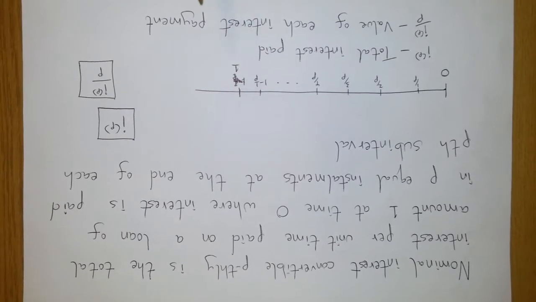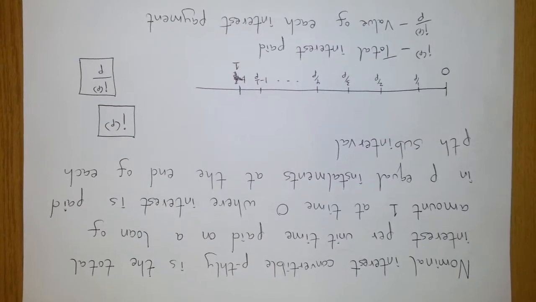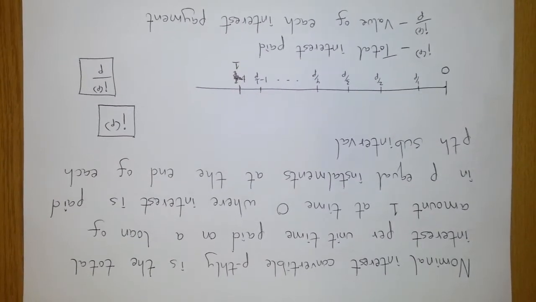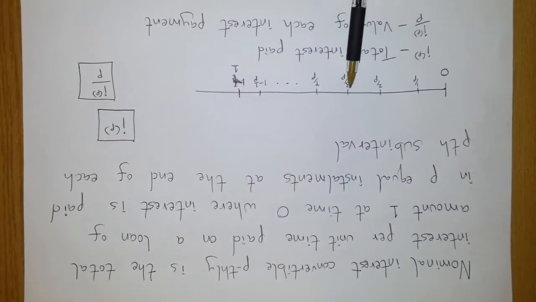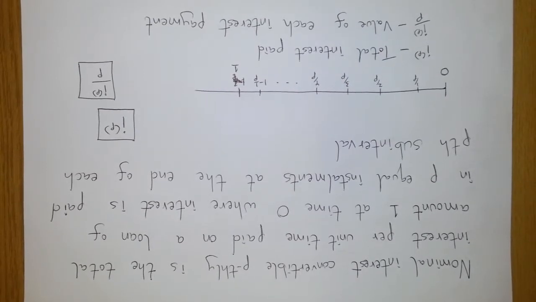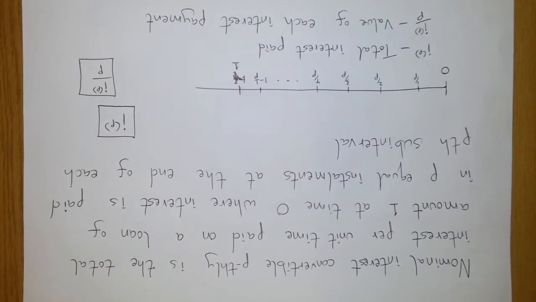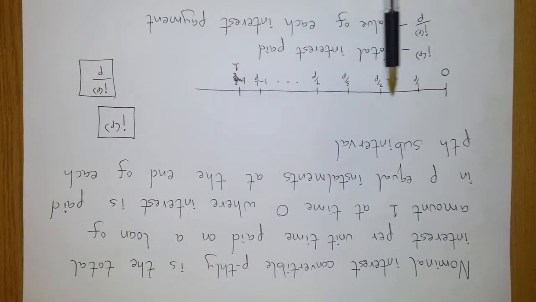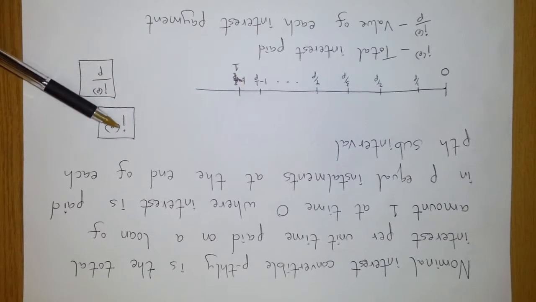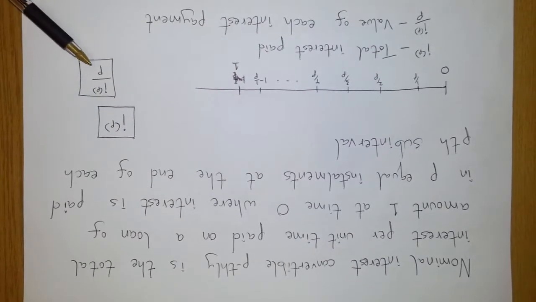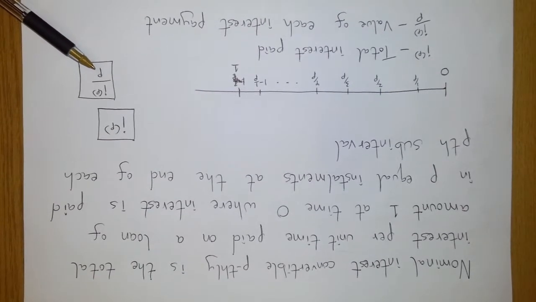But the important feature here is that this interest is paid after each pth subinterval, such that the first payment is made at time 1 over p, the second one at time 2 over p, the third one at time 3 over p, and the last one will be made at time 1. The amount of interest paid at each of these times is simply given by the nominal interest convertible pthly, i^(p), divided by p, where p is the number of times the interest is paid per unit period.